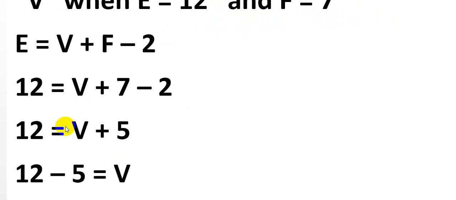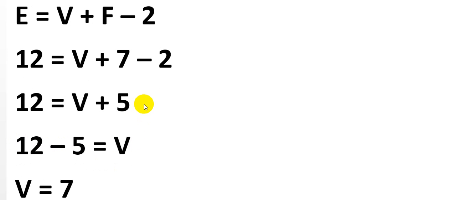So this is a simple arithmetic calculation. As you can see, on the right side of the equation, I have two numbers, plus 7 and minus 2. So 7 minus 2 equals plus 5. So we write 12 equals V plus 5. Now I need to find the value of V.